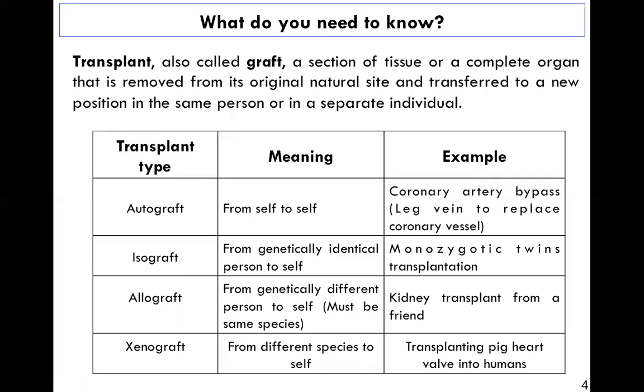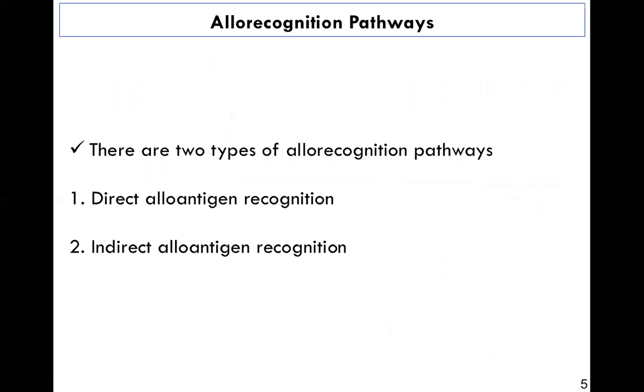So there are two pathways of allo-recognition. One is called direct allo-antigen recognition, and the other is called indirect allo-antigen recognition. Before going into further detail, once again I want to remind you about the types of rejection. The first, the direct pathway, is involved in hyperacute and acute rejection. And the next one, indirect alloantigen recognition, is involved in chronic rejection. You have to memorize that in your mind.